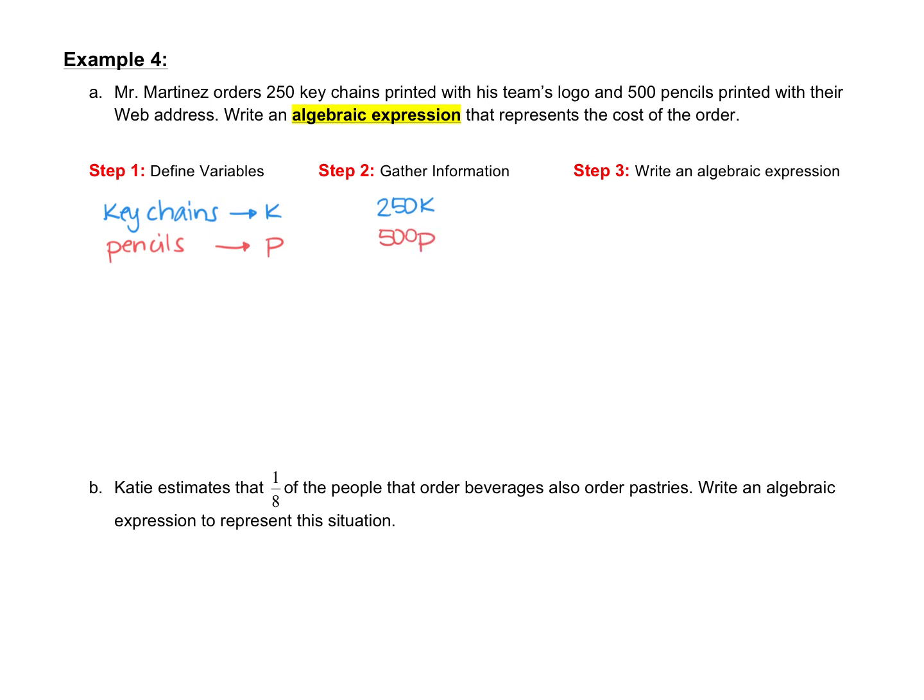All right, so now we need to write an algebraic expression. So it says for the total cost of the order, so that means that we would have to add those two things together. We would have 250 K plus 500 P. This is my algebraic expression. Again, no equal sign. All right, moving on.